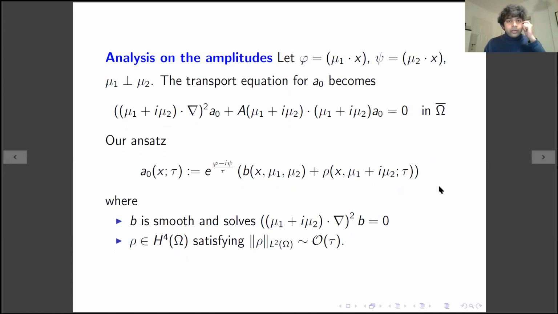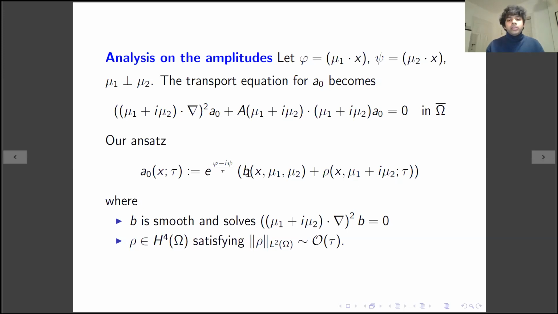So we have this transport equation. So it reduced to this transport equation. If we choose this mu1 and mu2, mu1 dot x and mu2 dot x, the weight function, and then here we make another ansatz, that's A0. So we are looking for another CGO type solution. And this is the formulation we make. So this is the same phi and psi from the old CGO solutions, and then B and rho.